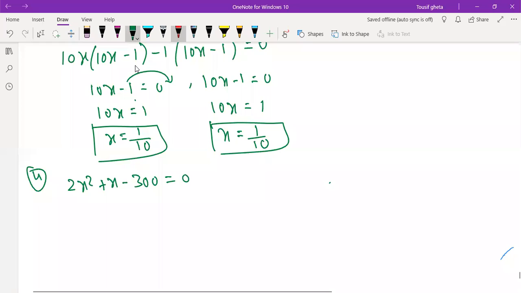See this 300, 2, you should multiply. Minus 300 into 2 will get minus 600, correct? So now 600. If you are expert in the table, then good. If you don't know what numbers to take, then take the factors.